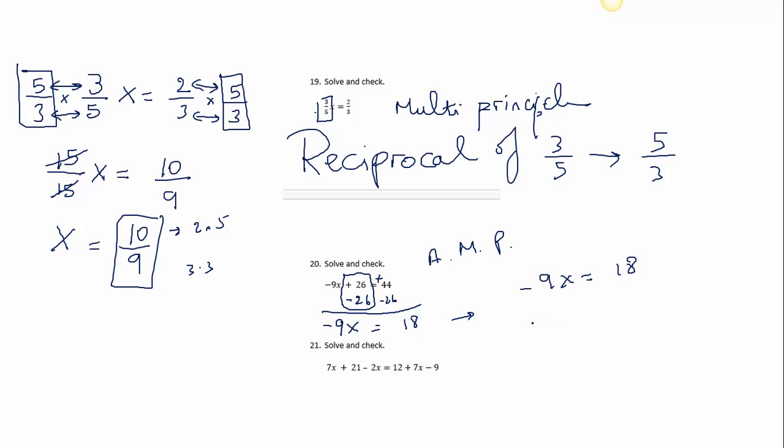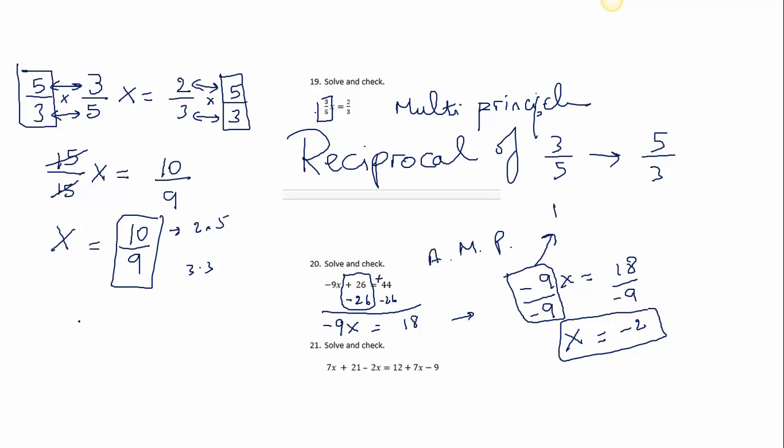How do we get rid of that negative 9? Divide both sides by negative 9, because negative 9 over itself is 1. Any number divided by itself is 1. So x would be negative 2, because 18 divided by negative 9 is negative 2.